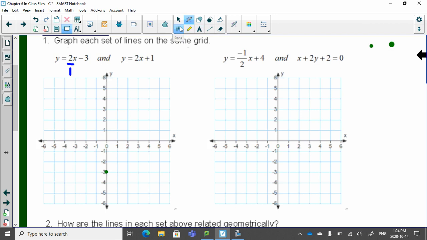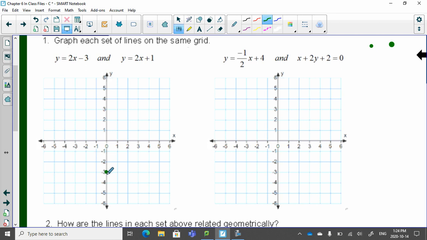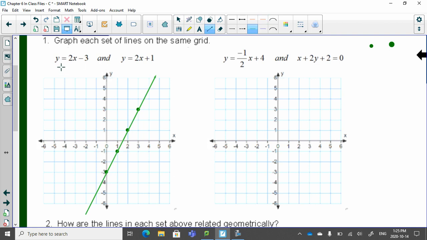So in order to not mess up our graph as much, now that we know how to graph, from here I go up 2 and over 1, put a point. Up 2, over 1, put a point. Up 2, over 1, put a point. I was just doing rise and run without having to put in my triangle. I grab my line tool, I put a line through, and this is the line y equals 2x minus 3 right here.